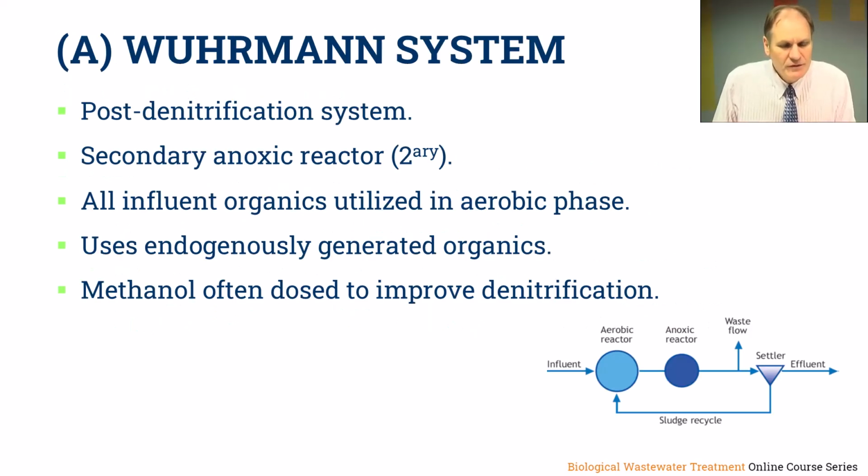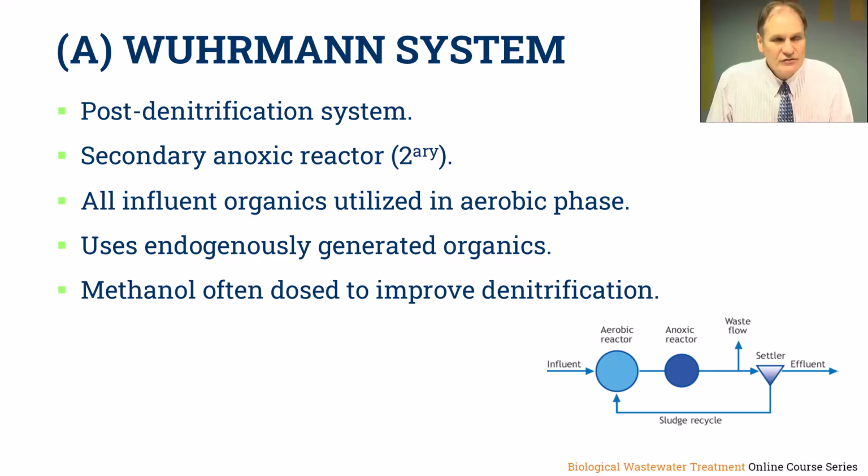First of all, the Wuhrmann system. This form of denitrification is called post-denitrification because the denitrification takes place in the anoxic reactor, which follows the aerobic reactor. Now, in this particular system, all the influent biodegradable organics will be utilized in the growth process aerobically. And therefore, there will be very little influent biodegradable organics left over moving across to the anoxic reactor. And therefore, the only electron donor available for the denitrification is the self-generated electron donor through the endogenous process.